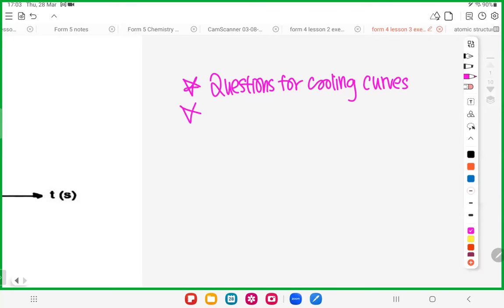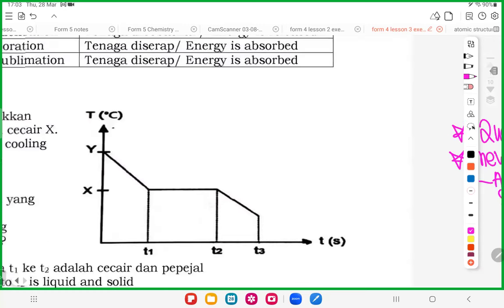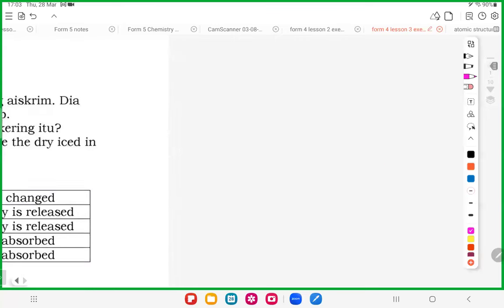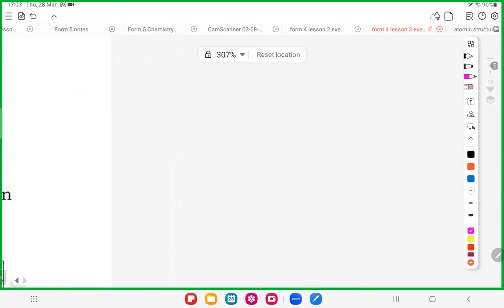Then only we will learn a new concept today. The new concept that we will learn today is called atomic structure. So this is our objective for today's lesson. All right, so let's start with this lesson. Let's do a quick revision of what we learned about cooling curve, about 5 to 10 minutes of revision.